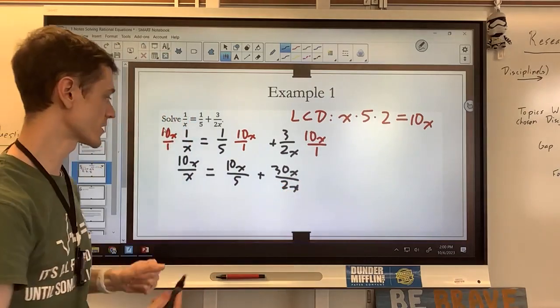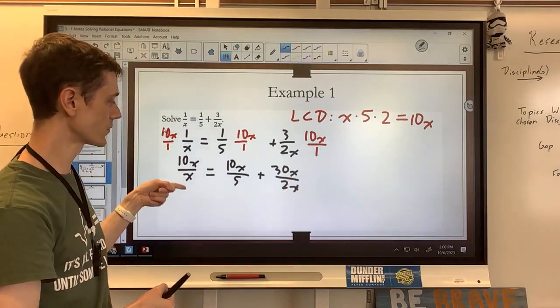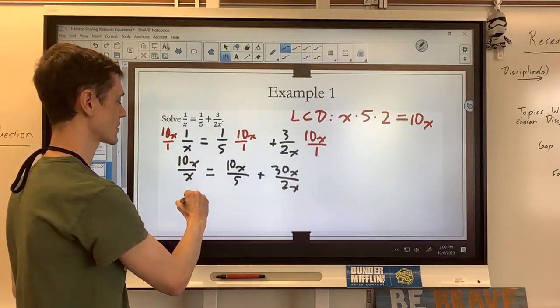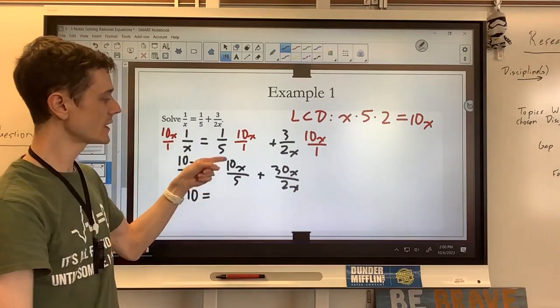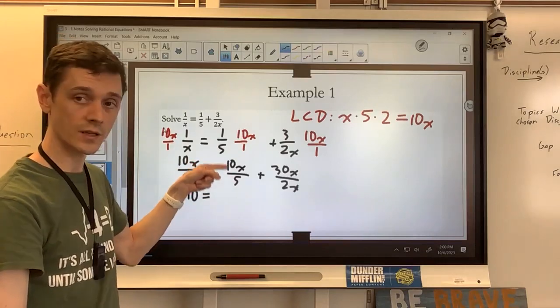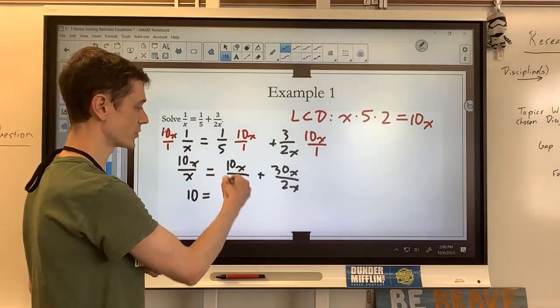That's usually what you should expect to happen here. For example, the 10x over x, the x's would cancel. So that's just going to be a 10. Here I have 10x over 5. Well, the 10 over 5 reduces. That's the same as just saying 2, 10 divided by 5.